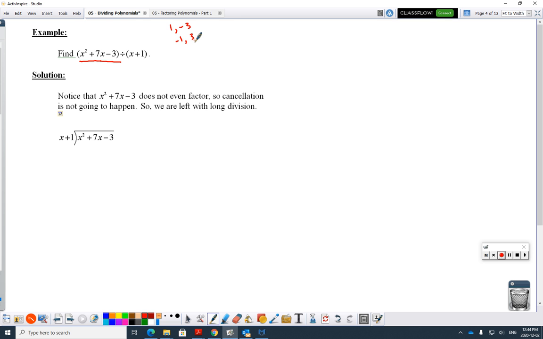Notice that x squared plus 7x minus 3 does not factor, so cancellation is not going to happen. So we're left with long division. I'm going to do it really big over here. Must be getting old. That used to be big enough for me. I don't know, now I want this big version of it. Now I'm going to try and use all the same sentences that I used for long division of numbers and do long division of polynomials.